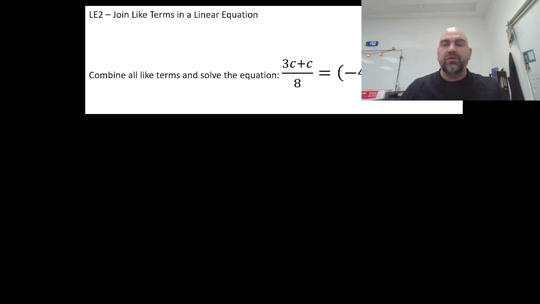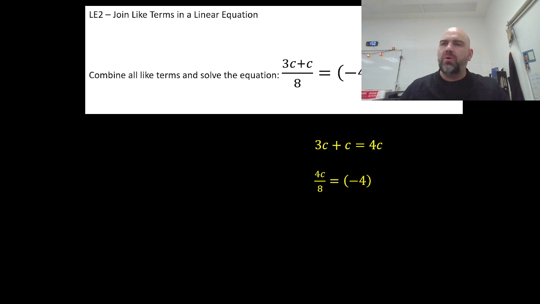All right, let's try another one here. Give this one a shot. Come back when you have your answer. Okay, with this one here, we're going to combine together our c values first. So on top, we have 4c as our answer there. And so we have 4c over 8 is equal to negative 4.